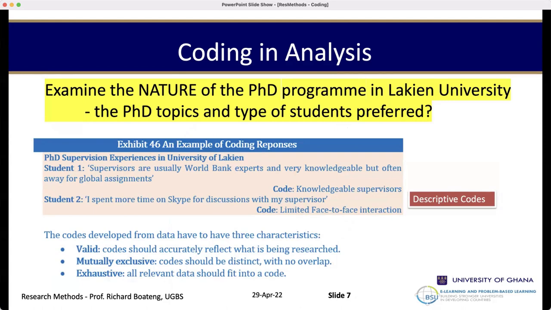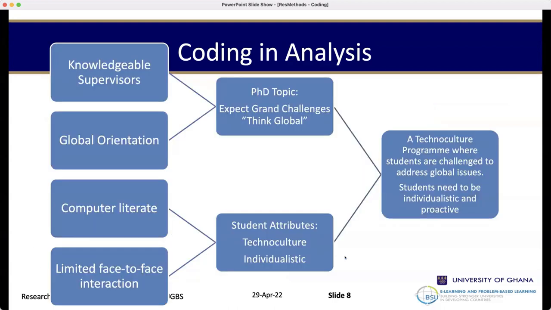Okay, sir. So I wanted to ask if you could use a code like a supervisor's expertise. Listen carefully. The question is, what is the type of PhD topic you are looking for? Supervisor's expertise, is it the type of PhD topic? No, sir. Valid question. Accurately, what is being researched. The supervisor's expertise is about who the supervisor is. So what expertise are you looking for? A global orientation. So the global orientation is what you should write instead of supervisor expertise.